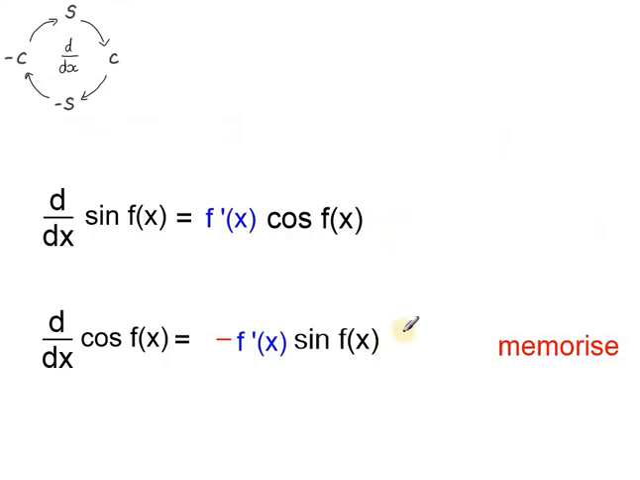Okay, so memorize both of these. So differentiating sine, differentiating cos for an angle that's any function of x. And that's a very, very useful diagram. This diagram, going clockwise, is for differentiation. If you go anti-clockwise, it's for integration. So if you integrate cos, you get sine. But more of that later.